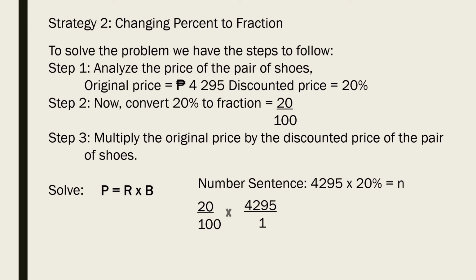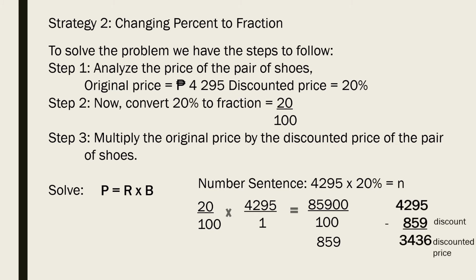Then, multiply numerator times numerator and denominator times denominator. So, to get the answer, 20 times 4,295, that is 85,900. And 100 times 1, that is 100. Now, let us divide. 85,900 divided by 100, that is 859. So, this 859 is our 20% discount. So, from the original price of 4,295, we just subtract this 859 to get the discounted price.